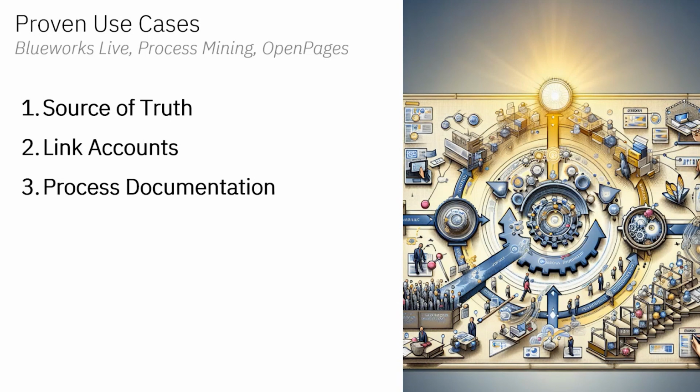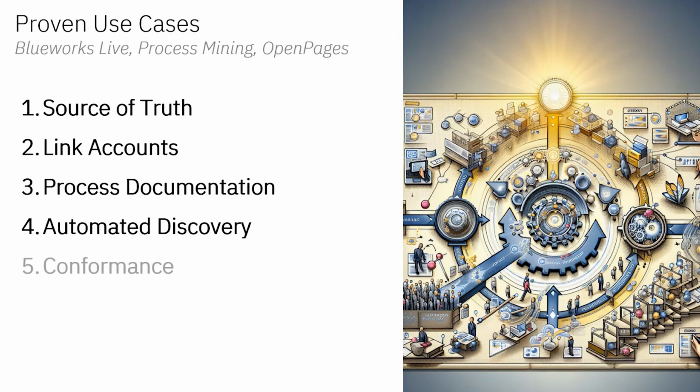We're going to look at the process documentation and be able to capture that information that we have inside of our GRC, but also looking at it in visual ways through Blueworks and Process Mining. We're going to talk about automated discovery, so being able to actually pull information from running systems and from log files and from transactions and be able to build that process automatically.